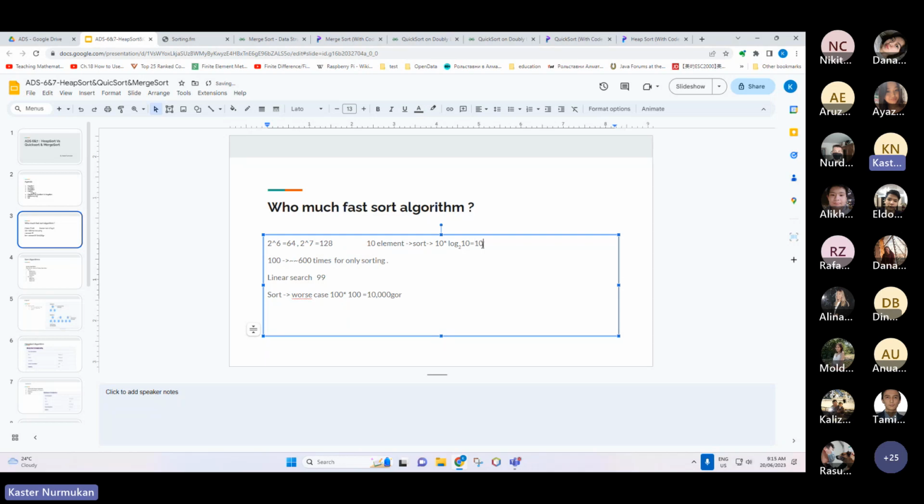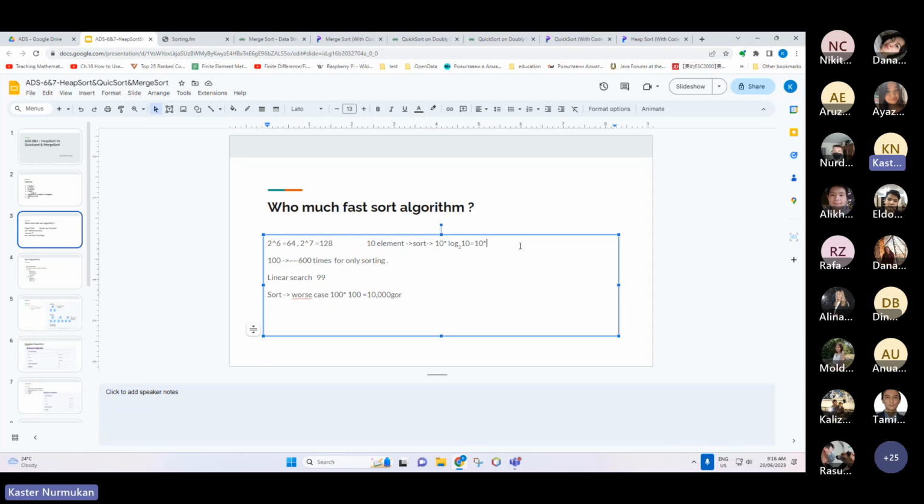So 10 is 10, right? What's the log of 10? That's the reason I calculated. 2 to the power of 6 is 64, 2 to the power of 7 is already 128. So log to base 2 of 10 is in between 6 and 7, which is 6 point something, right?